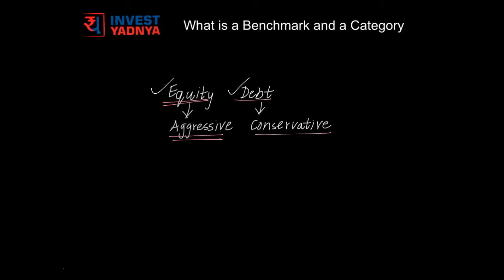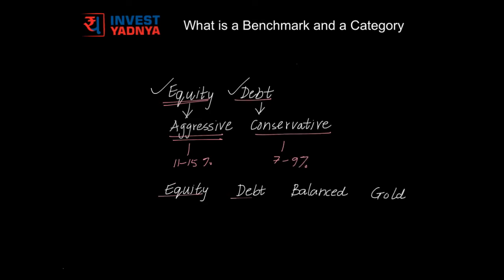Now, you cannot compare equity mutual funds with debt mutual funds. Equity mutual funds are for aggressive investors, whereas debt mutual funds are for conservative investors. Equity can give you returns of around 11 to 15%, whereas debt can give you returns of around 7 to 9%. Now, equity, debt, balanced, gold, etc.